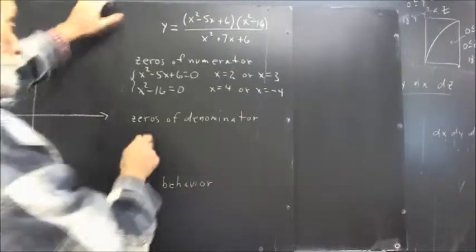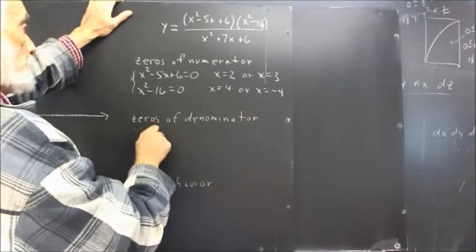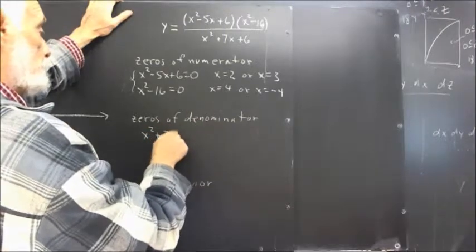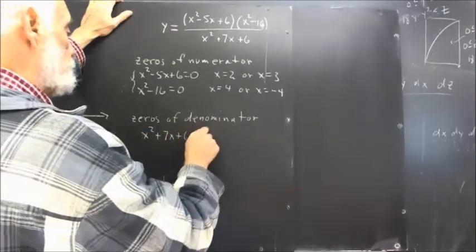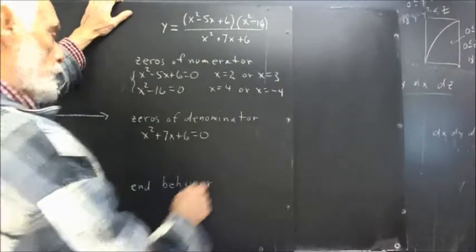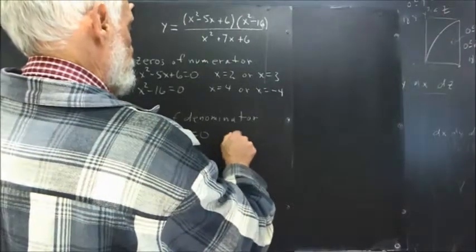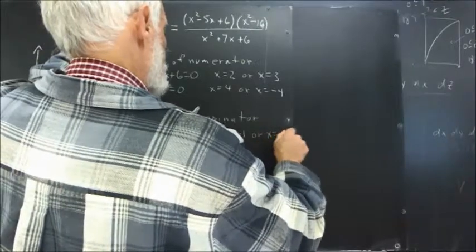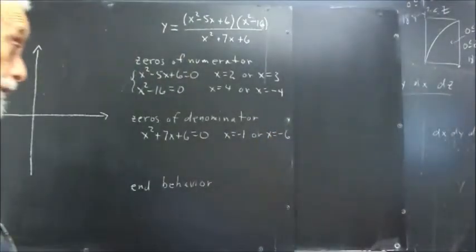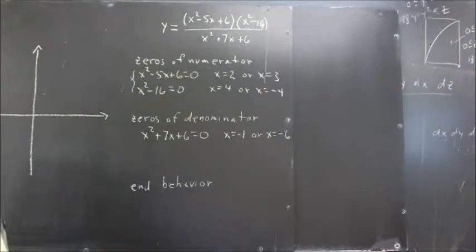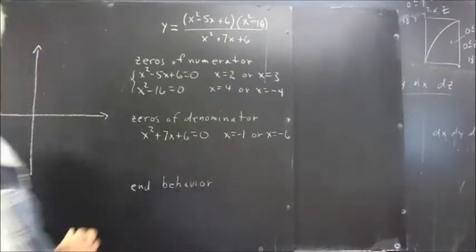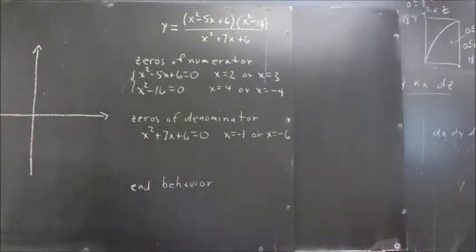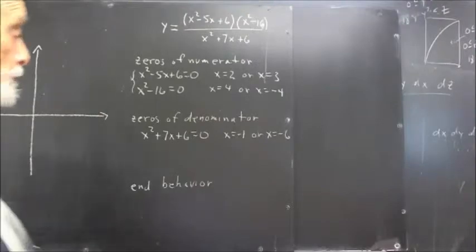Okay, zeros of the denominator occur when x squared plus 7x plus 6 equals 0. And that occurs when x equals negative 1 or x equals negative 6. So we can put that behavior onto the graph, and we will in a minute. Let's just look at the end behavior.